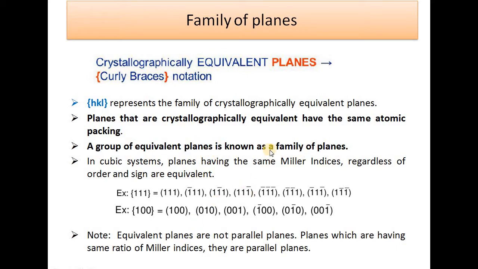Now, a family of planes does not contain only planes which are parallel to each other. As we can see here, we have different types of planes, but these planes are not parallel to each other, yet they belong to a family of planes. But you can see the planes having the same ratio of Miller indices will always be parallel planes. So we should not be confused that a family of planes will have all the planes parallel.